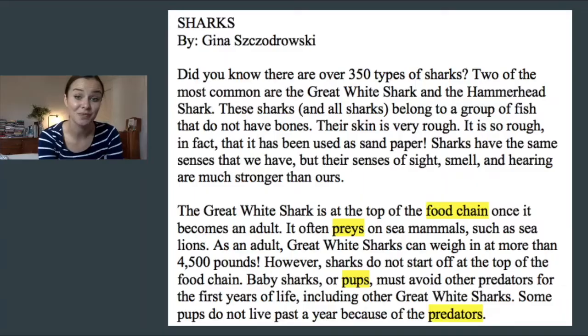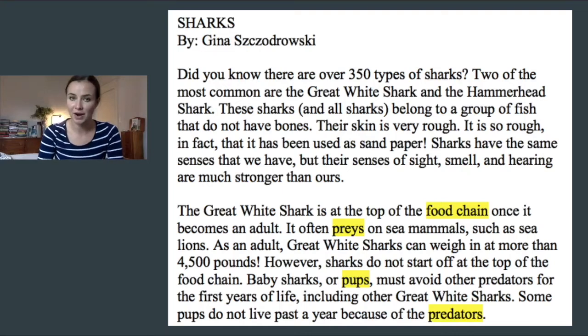I had a few. I highlighted them here. In the second paragraph, I went ahead and chose food chain, praise, pups, and predators. It's not that I've never seen these words before in my life, it's that I'm not 100% certain on their meaning. So let's look at the context clues.